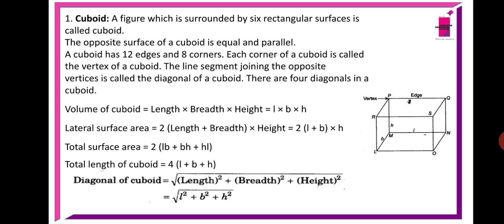So the volume of a cuboid is measured by the product of length, breadth and height. Simply, you can call it L into B into H.